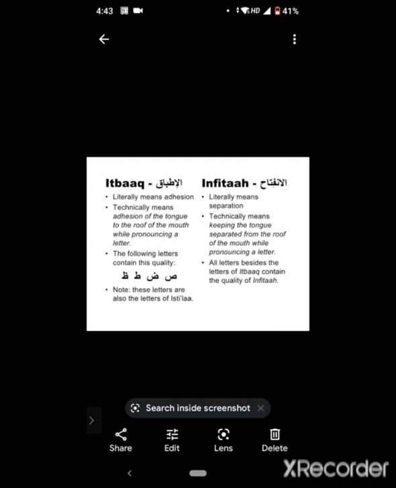The letters of itbaq are only four: sad, dad, ta, and dha. These four letters only are the letters of itbaq. As, ad, at, az. If you pronounce these letters, you will notice that we are pressing or sticking our tongue to the roof of the mouth.